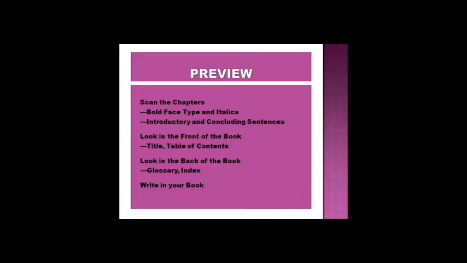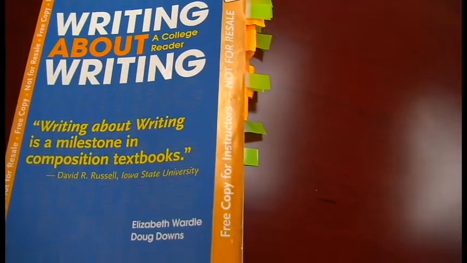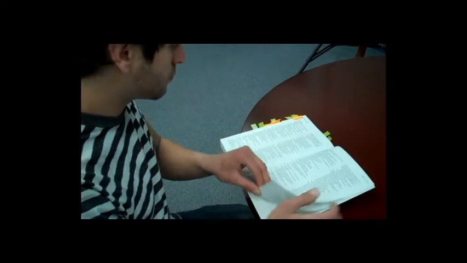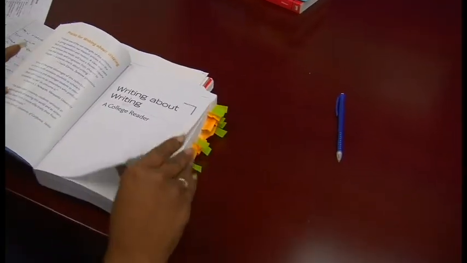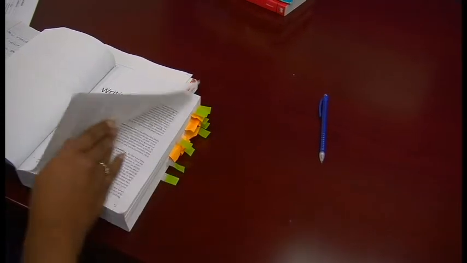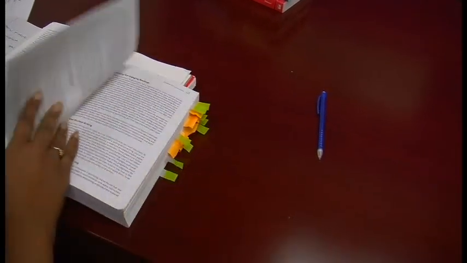Now, the best way to study a textbook is to preview it first. Scan the chapter, noting italicized and boldface type, and introductory and concluding sentences. Look for the following. Look in the back of the book. Look at the title of the book.